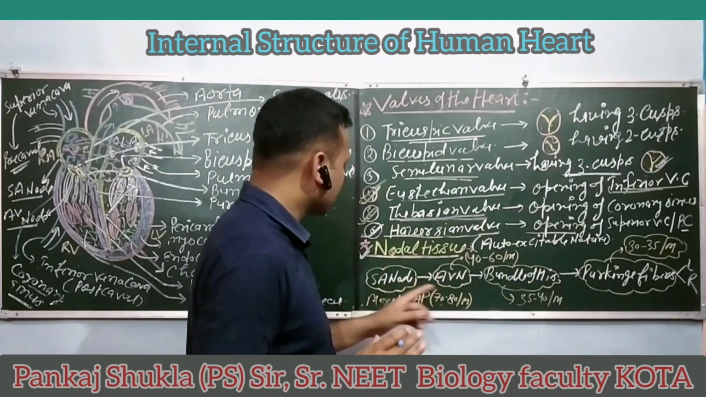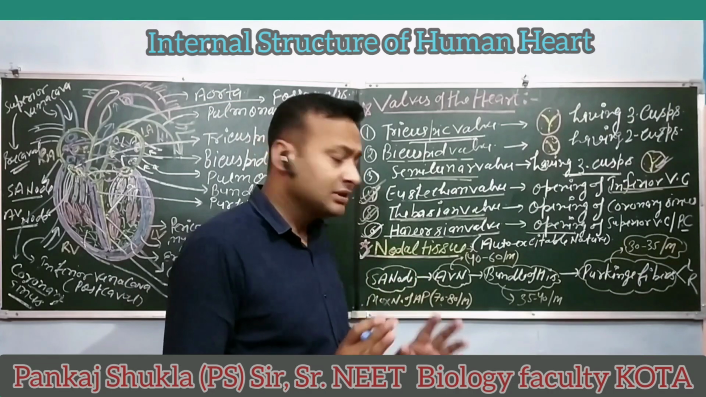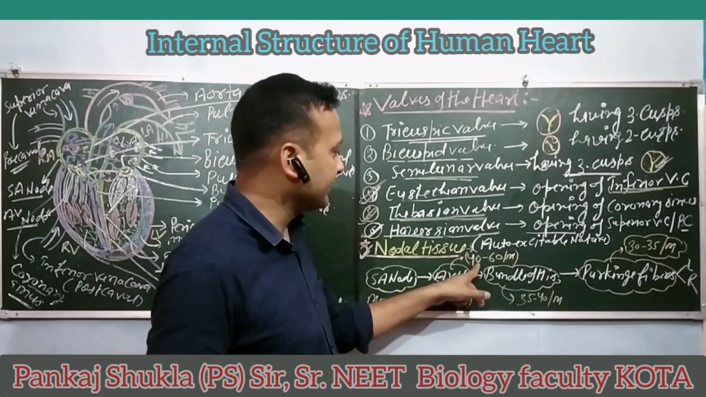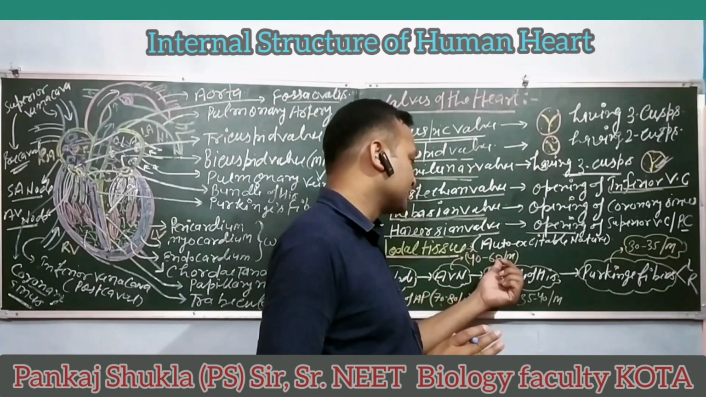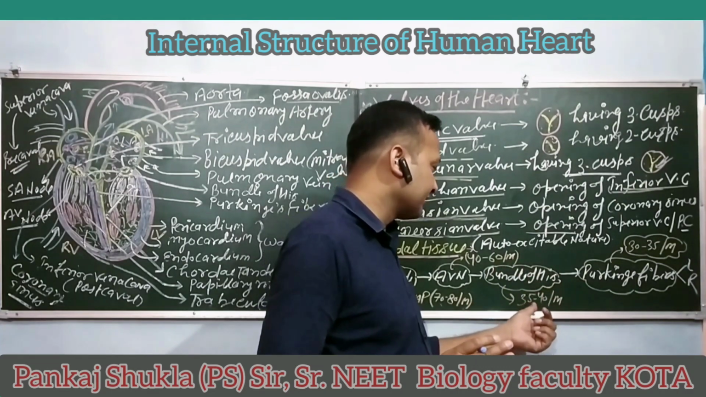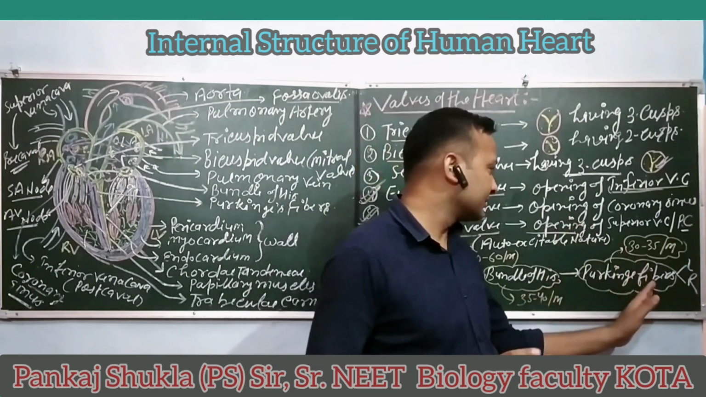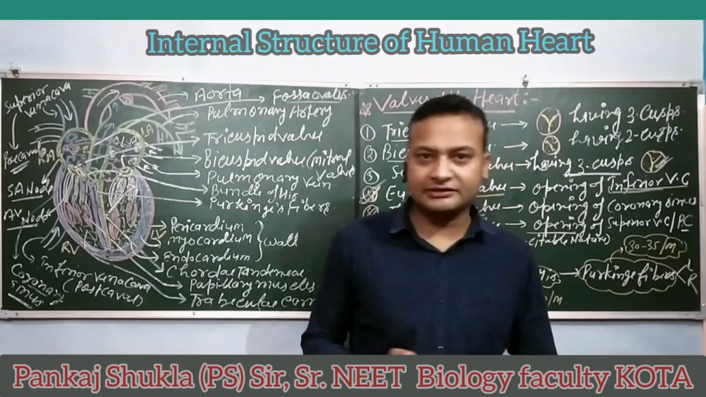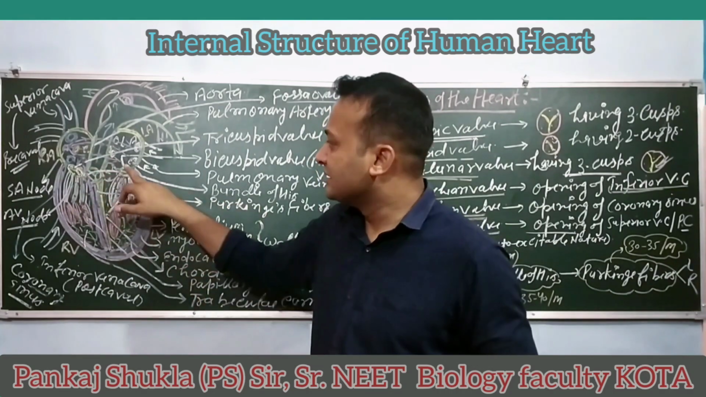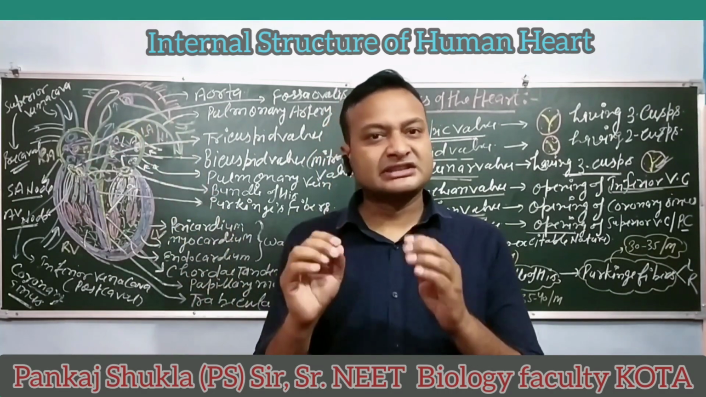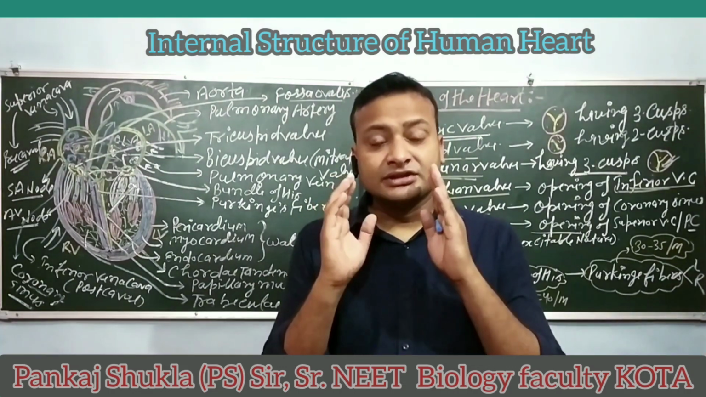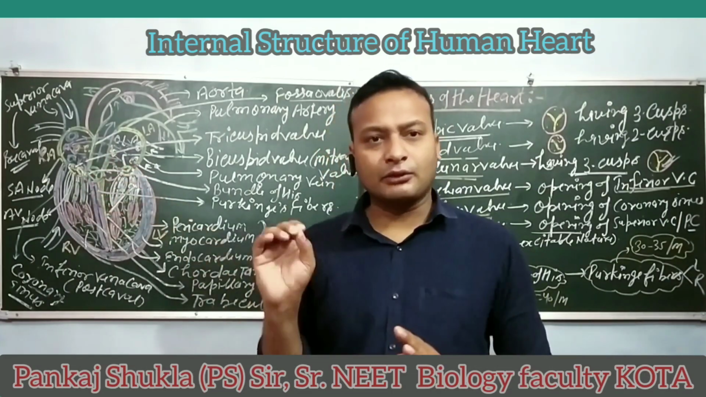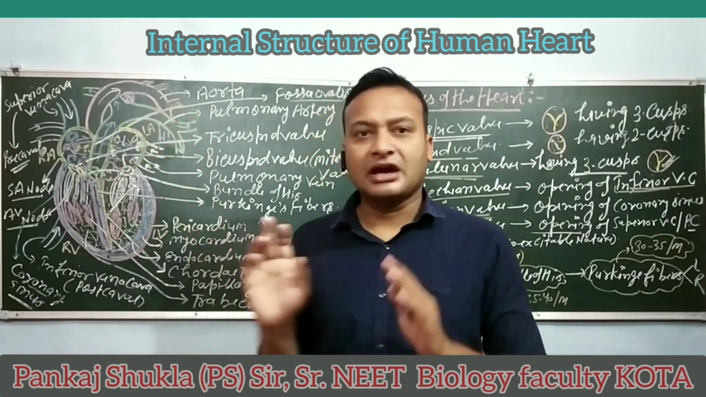The SA node has the maximum action potential rate, 70 to 80 per minute, the AV node 40 to 60 per minute, the bundle of His 35 to 40 per minute, and the Purkinje fibers 30 to 35 per minute. The aorta and the pulmonary artery are guarded by semilunar valves: the aorta has the aortic valve and the pulmonary artery has the pulmonary valve.